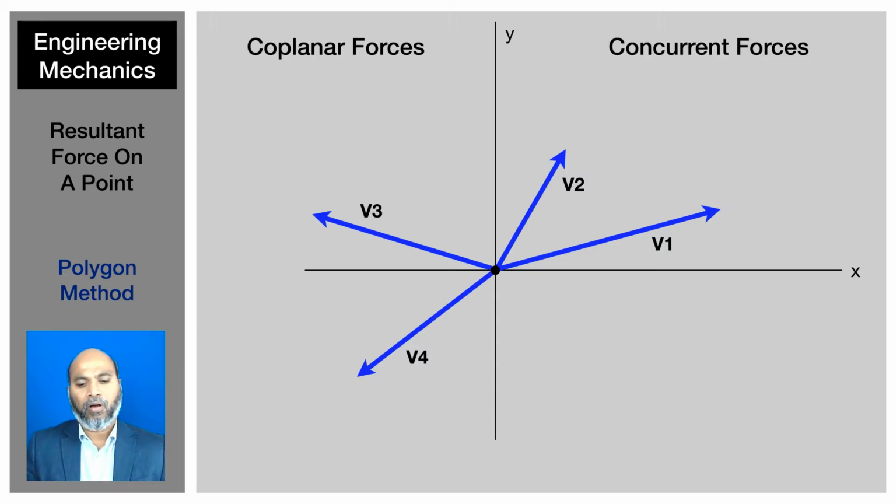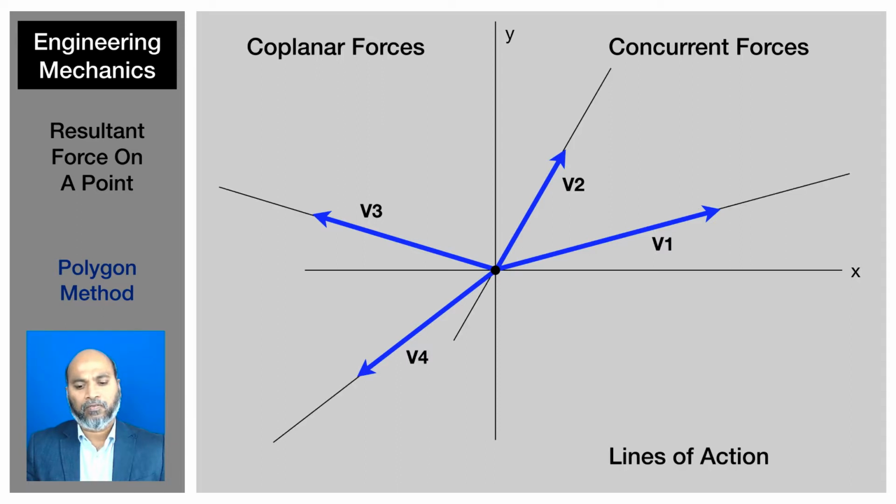There is also another term, concurrent forces. Concurrent means all these forces are applied on a single point. They all intersect at a single point. That's the word for concurrent. There is another word, collinear. I will talk about that later on. So these two things you must remember: coplanar forces and concurrent forces.